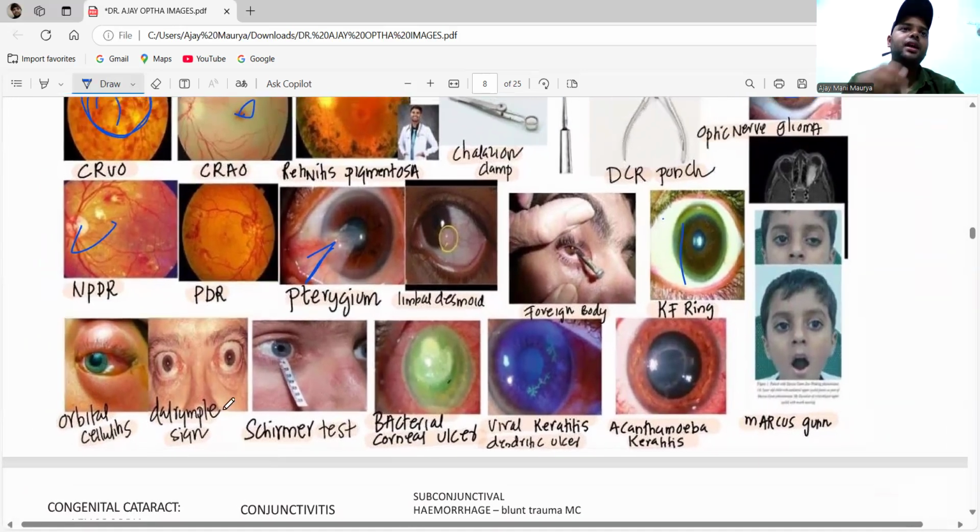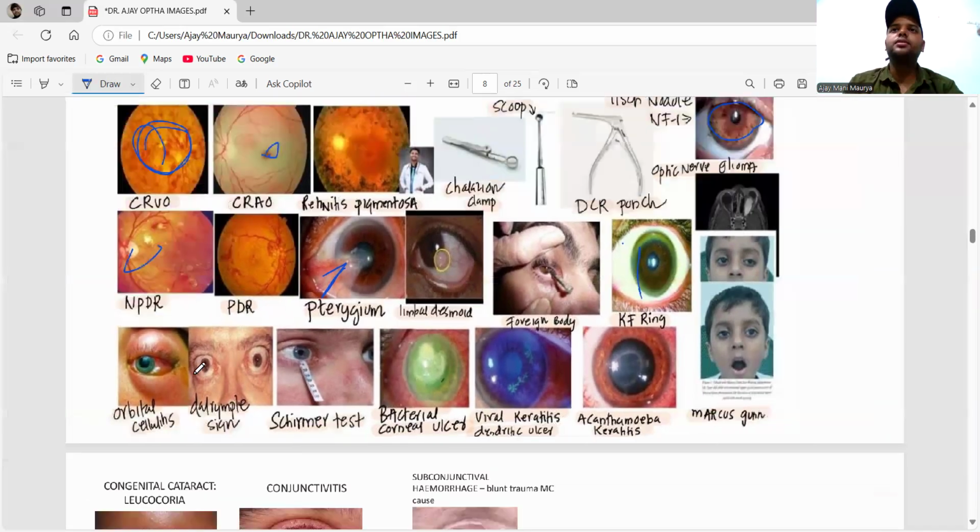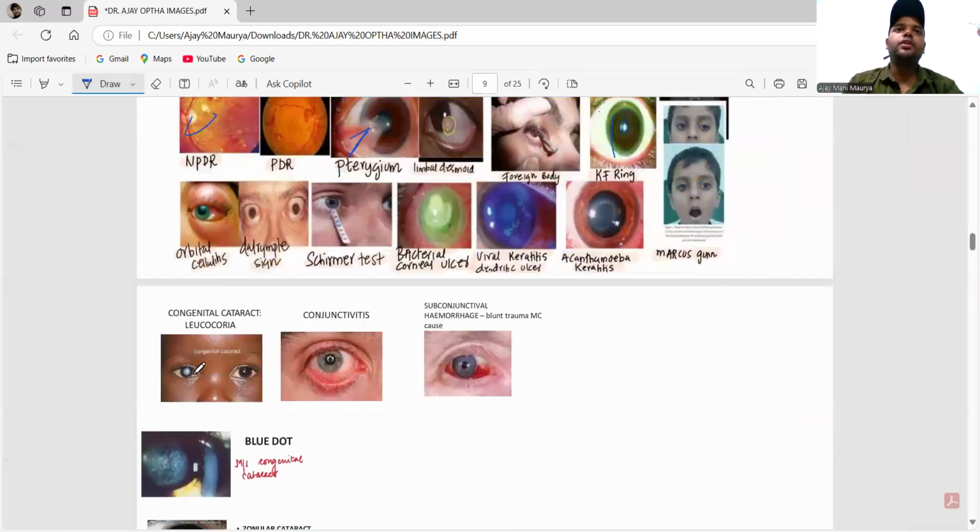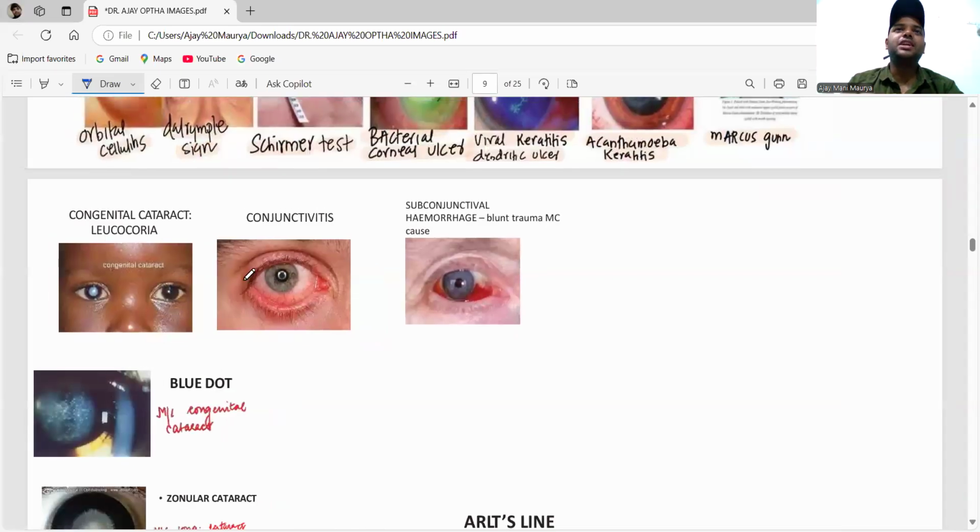This one is the thyroid eye disease. Remember this one, guys. This is the case of conjunctivitis. This is the subconjunctival hemorrhage. Blunt trauma is the most common cause. This is the congenital cataract. This is the leukocoria. Everyone knows.